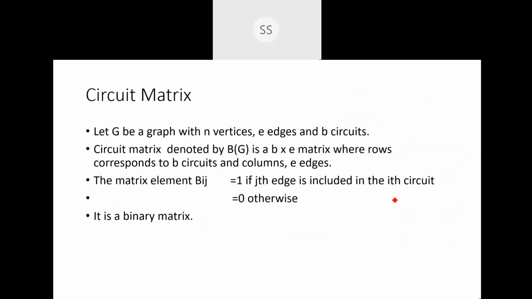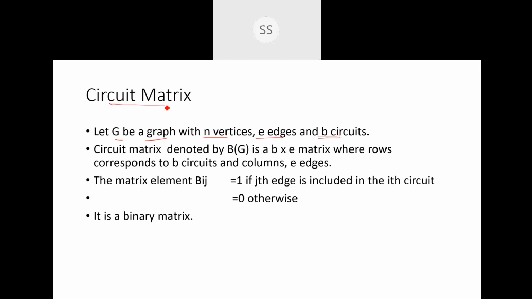Now, once that is done, let us go into the circuit matrix. Next, we have something called the circuit matrix. From the terminology itself, we can understand that it consists of all circuits. So let G be a graph which consists of n vertices and e edges, and also it consists of B circuits.